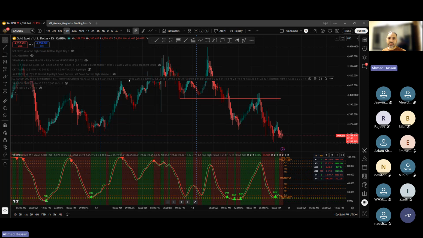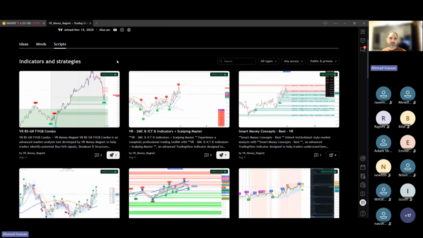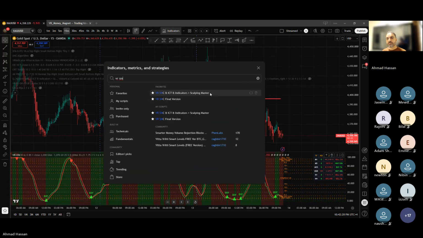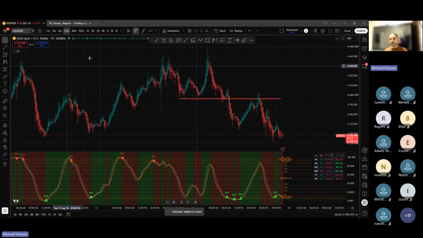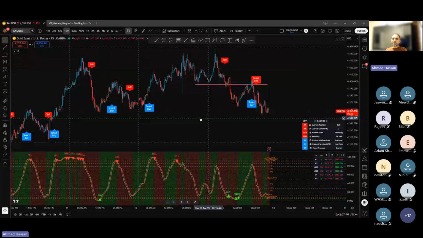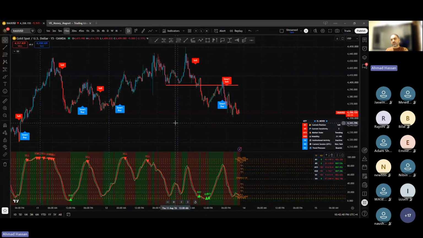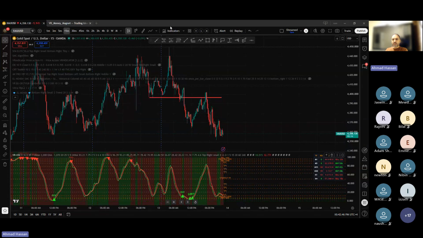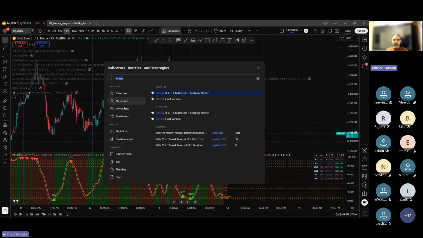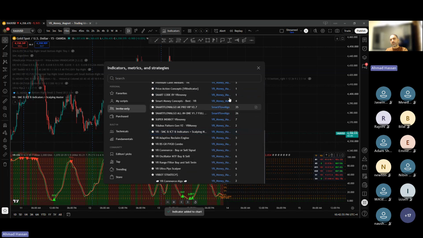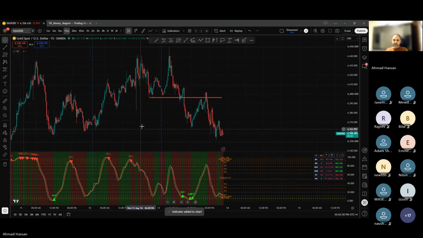Okay, now let's go to the next one, which is another favorite of mine. VR SMC. This is another scalping method which we are utilizing. You can see it gives you good signals, smart buy, smart sells. This is not the one, this is the old version. I've given the new version from the invite, VR SMC. Yeah, this one.